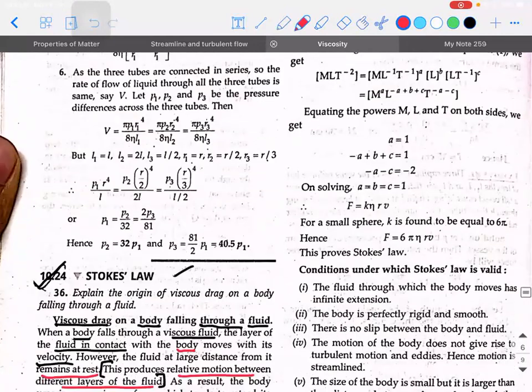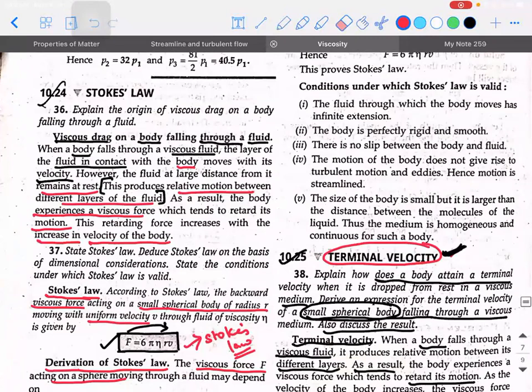Next is Stokes' law. Okay. So in the case of fluids at rest, there are two formulas that we discussed, right? One is Pascal's law, then we would have discussed Archimedes' principle.